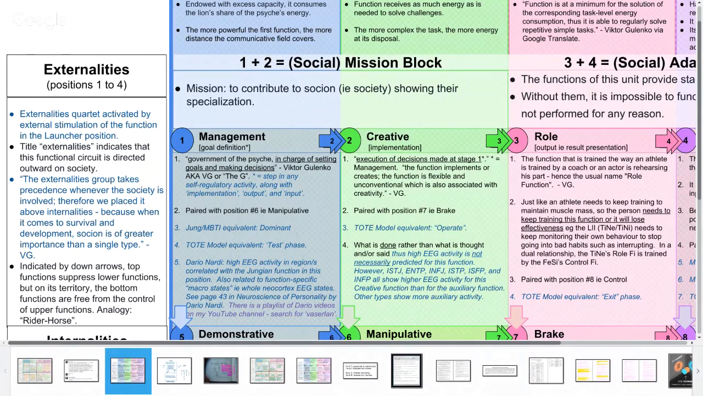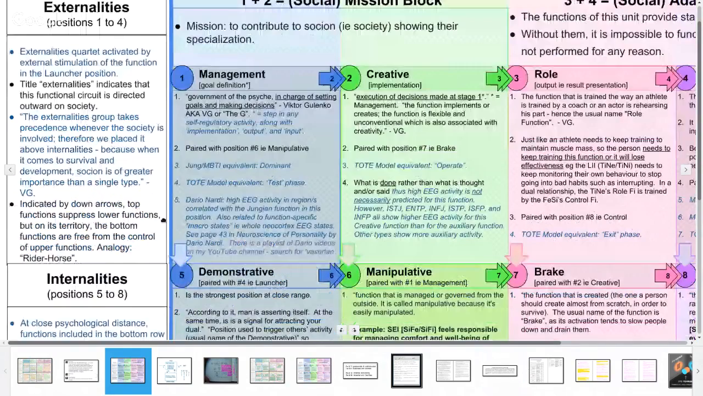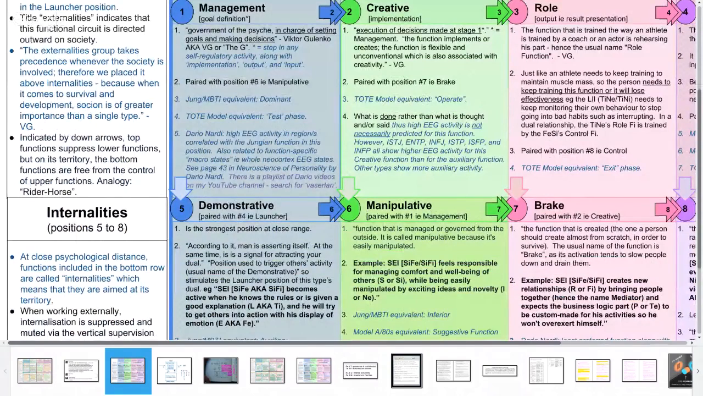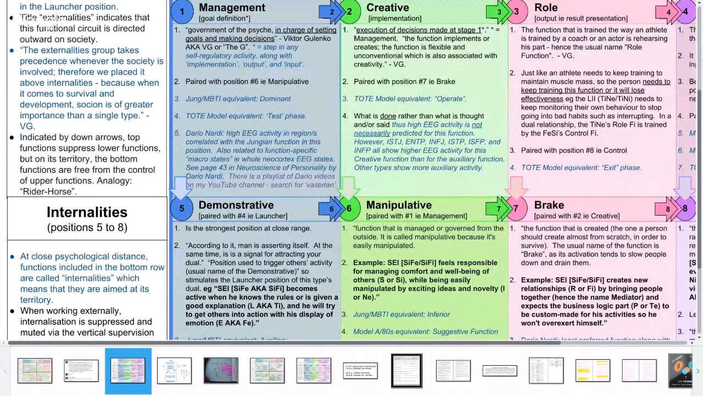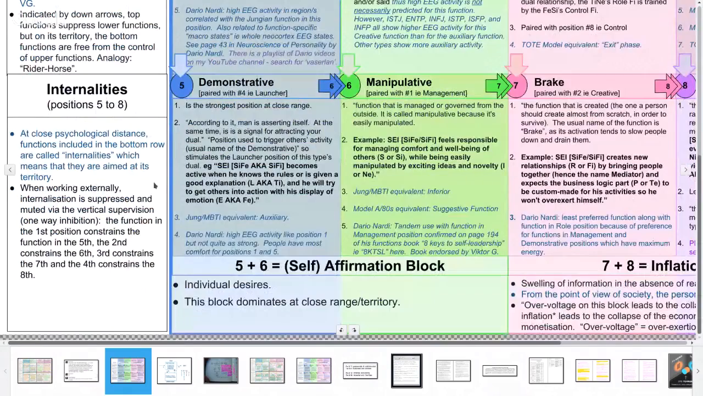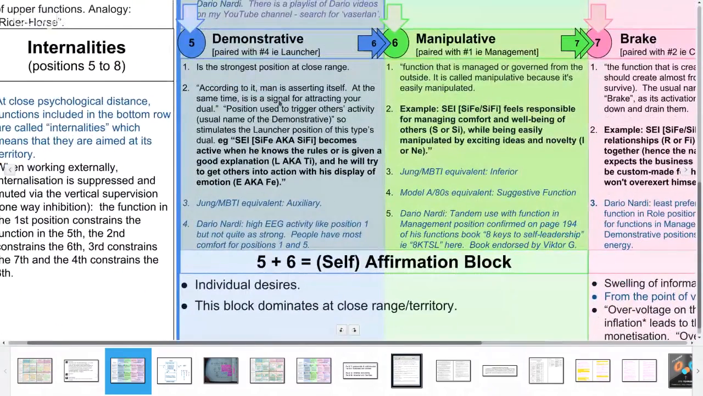Indicated by down arrows, top functions suppress lower functions, but on its territory, the bottom functions are free from the control of upper functions. Analogy, ride a horse. So in the case of INTP, usually TI is the rider and NE is the horse, so the TI is in control of the NE. Although some people who have seen my Hangouts would think that's not necessarily the case with you, Ben. But you see there, on its territory, the bottom functions are free from the control of the upper functions. So maybe when I'm on my territory, more of the NE comes out. Now that would be, and you see here, closest to function at close range, but we'll get back to that in future.